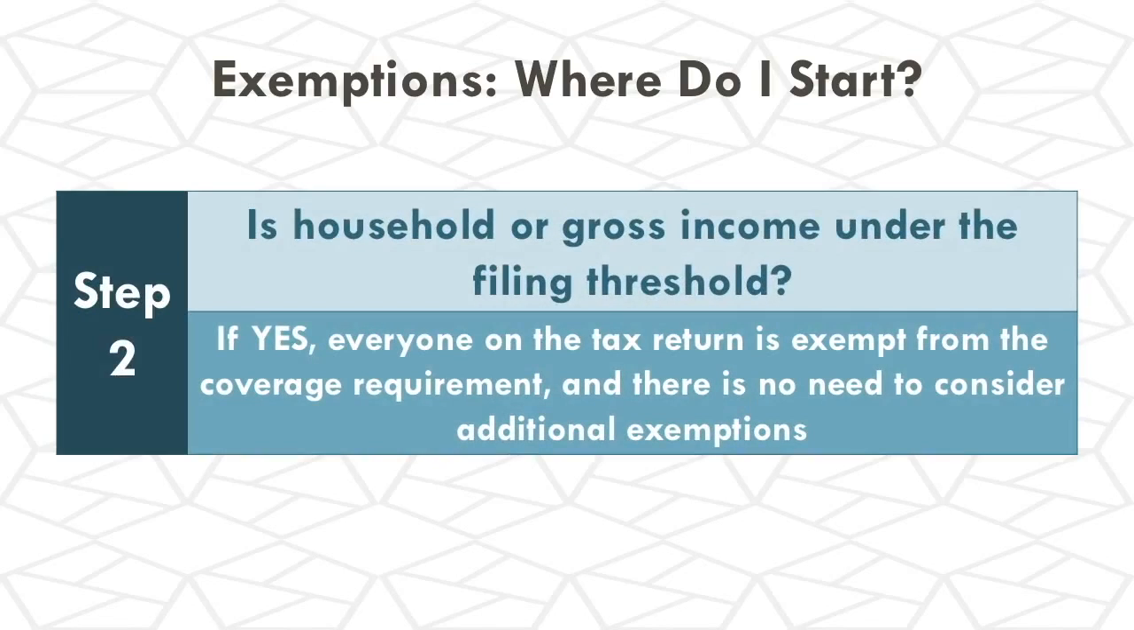If the taxpayer doesn't have an exemption from the marketplace, the next choice is to check to see if a taxpayer's household or gross income is under the filing threshold for their filing status. If they are, then everyone on the tax return is exempt from the coverage requirement, and there is no need to consider further exemptions. Now, there is a difference between household and gross income. We're going to talk about what that is here in a minute, so just hold on to that for now.